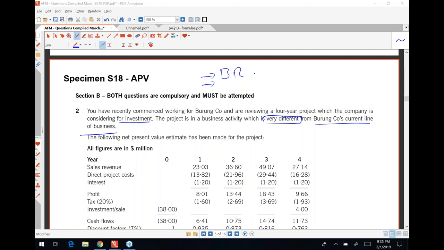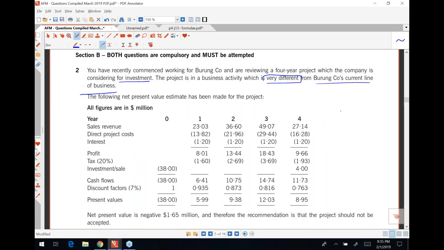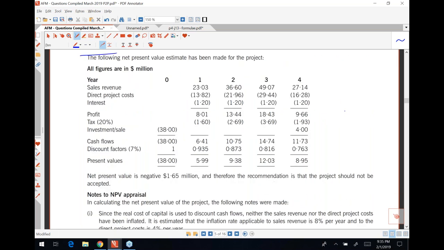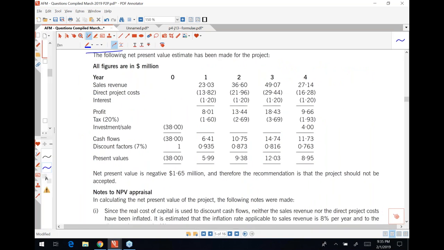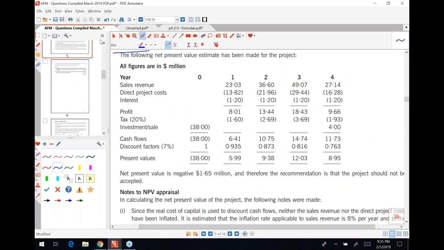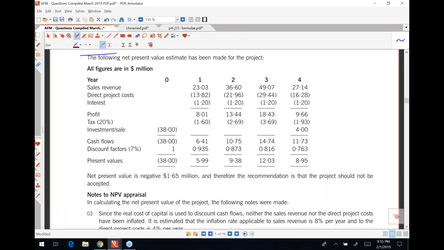Now the next situation says the following NPV estimate has been made for the project. What are those NPV estimates? All figures are in dollar million, time period 0, 1, 2, 3, 4. Sales revenue is given, direct project cost is given, the interest has been deducted. We know that interest is an irrelevant cost. It's not deducted when you perform the calculation for the NPV. You don't deduct interest. The profit is there.